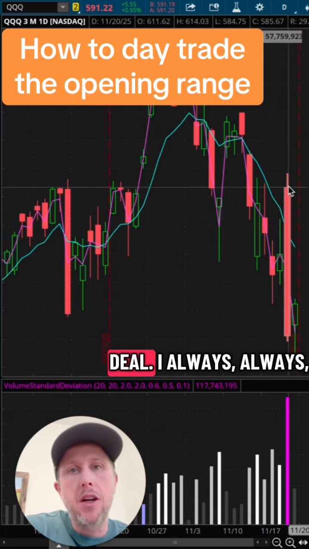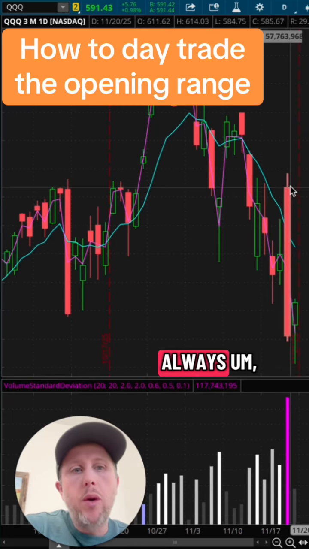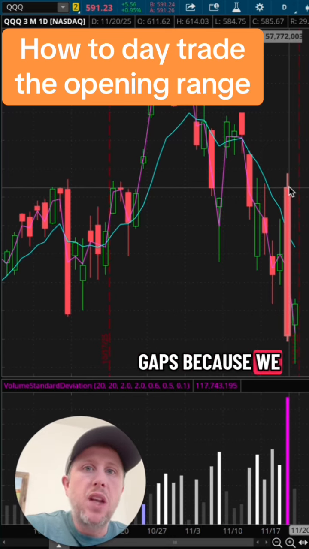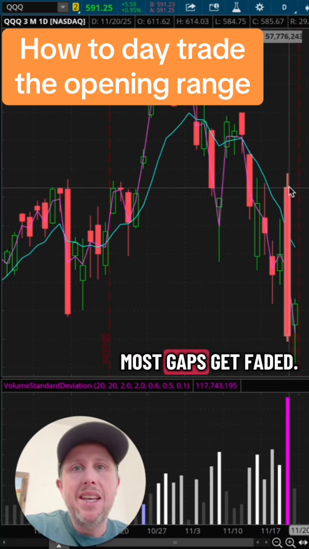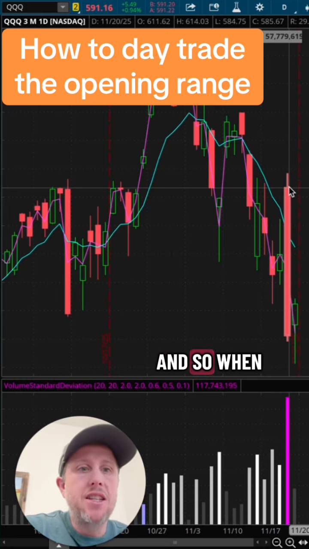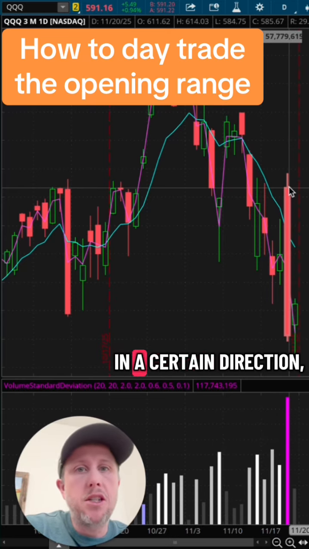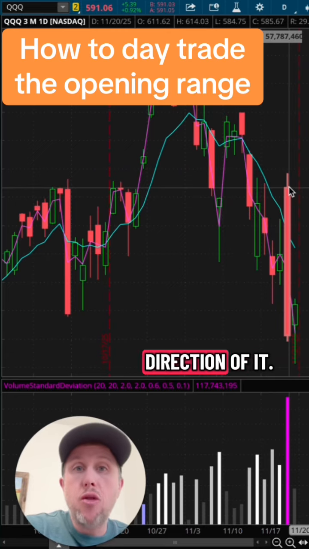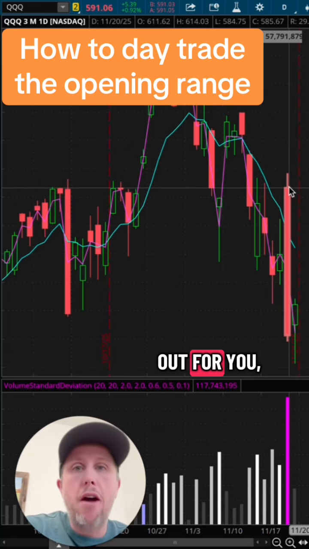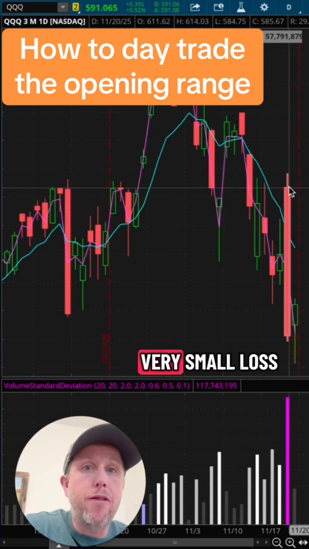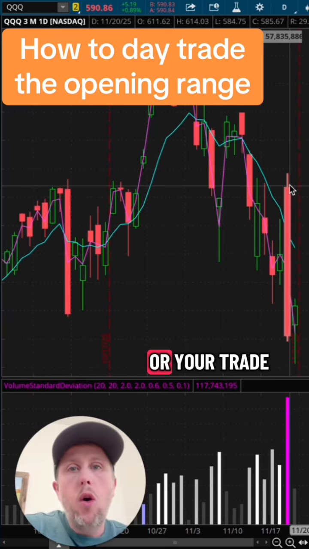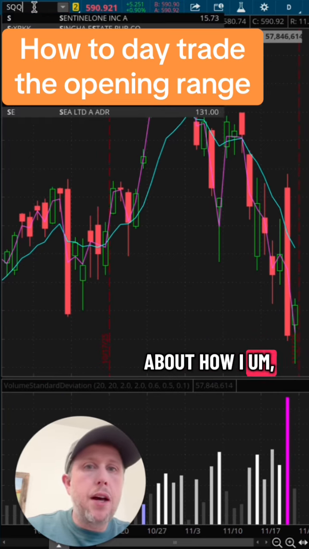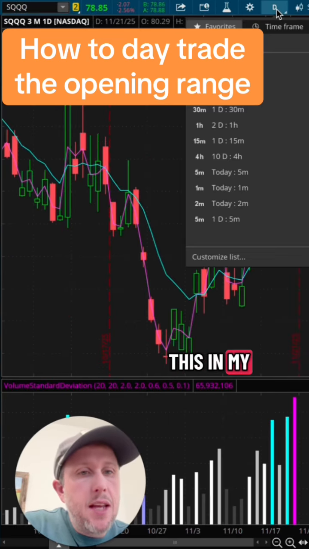So here's the deal. I always plan to fade gaps because we know statistically that most gaps get faded. And so when the market gaps in a certain direction, you can always plan to play the opposite direction of it. And if it's not going to work out for you, you tend to either get stopped out for a very small loss if you know what you're doing, or your trade setup just never shows up at all. So let's talk about how I take trades like this in my day trading account.